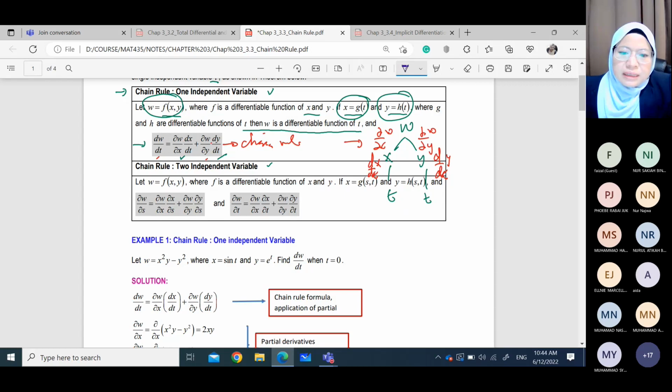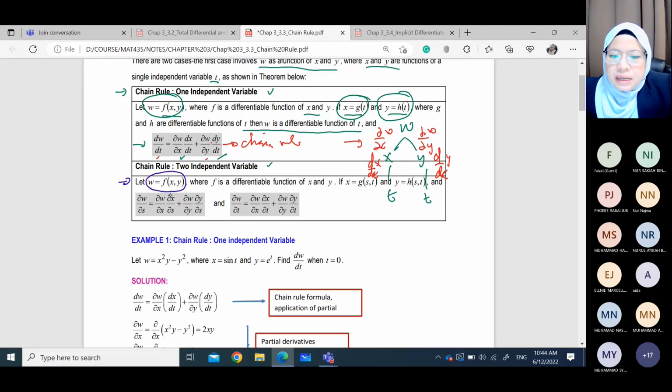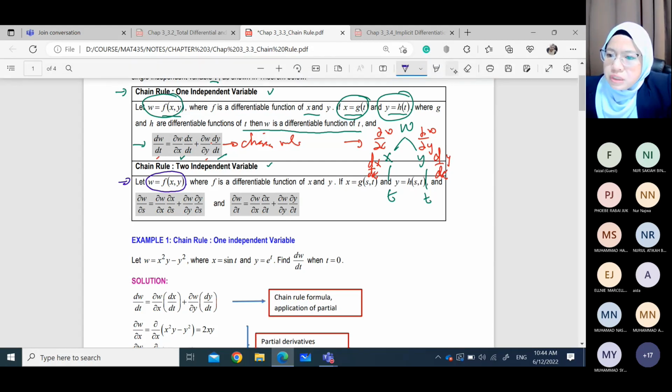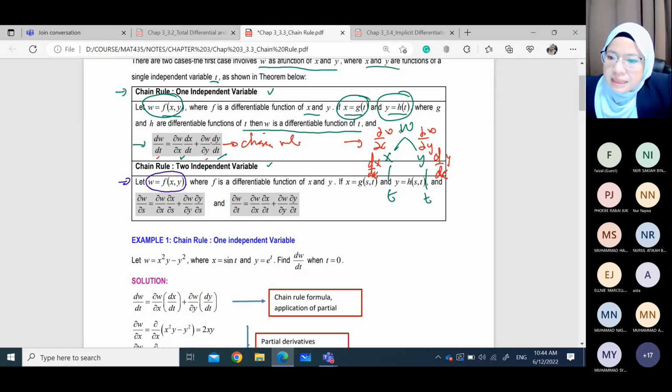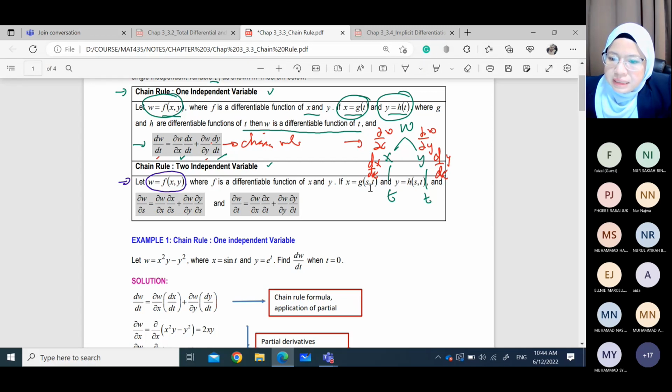Okay, so now we look at the chain rule which involves two independent variables. So look at this note or this theorem. So we have W. W is a function of X and Y. And F is a differentiable function of X and Y, where X and Y involve two variables, which are S and T. Okay, S and T. This one.